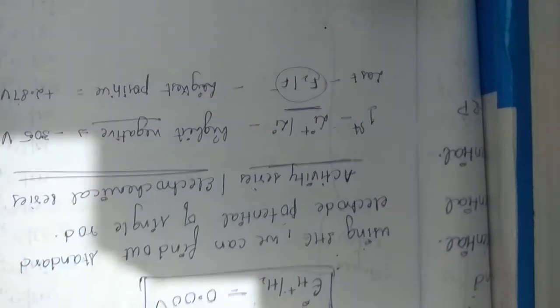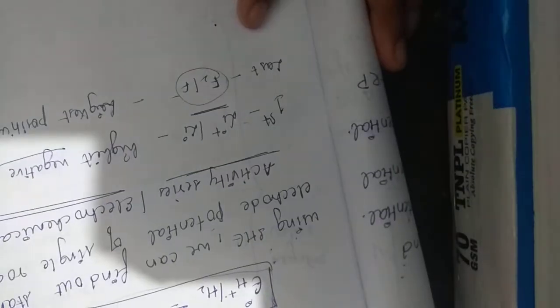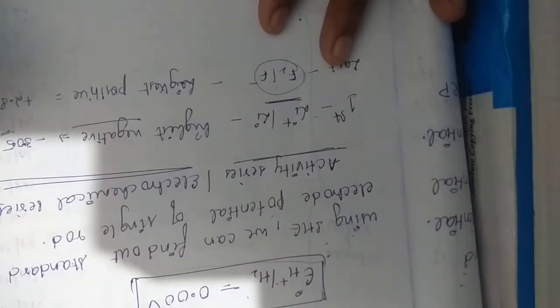We have seen that the anode will have a highly negative value and the cathode a highly positive value. And this is the activity series. There's no need to remember all of it, but just remember the first one and the last one, that is lithium and fluorine.